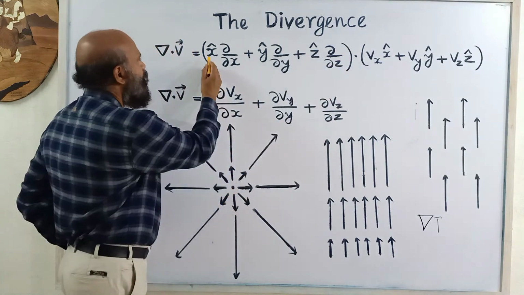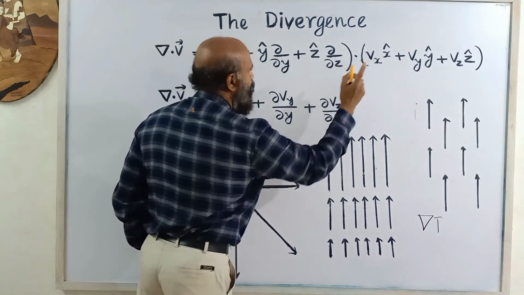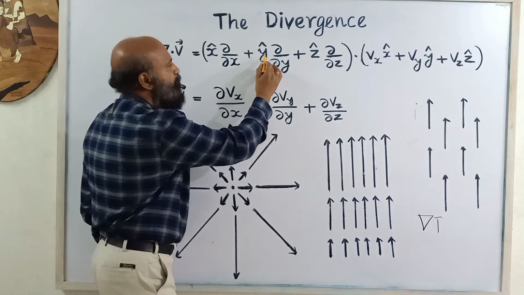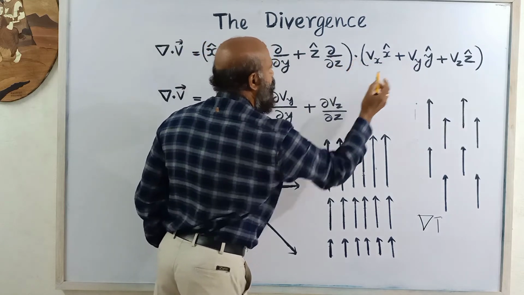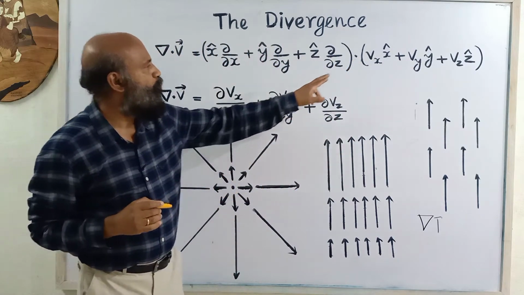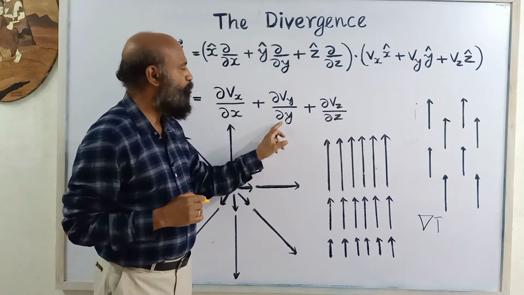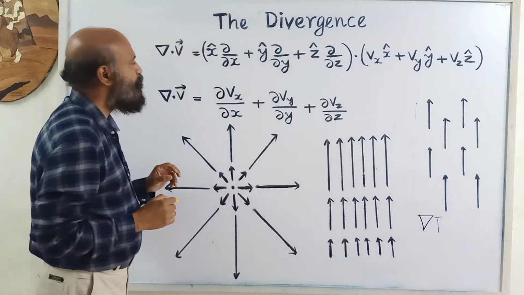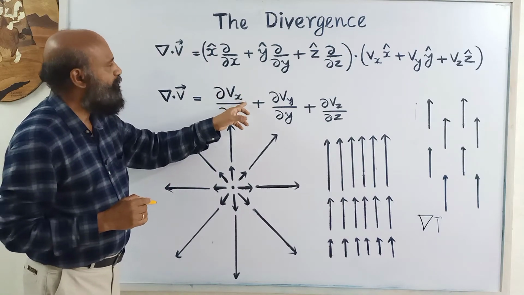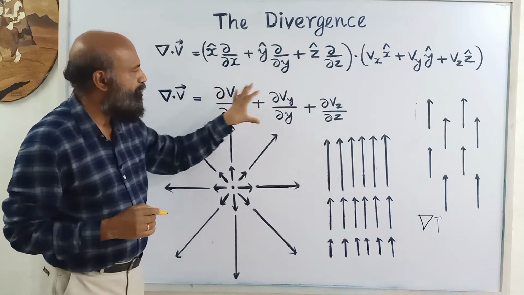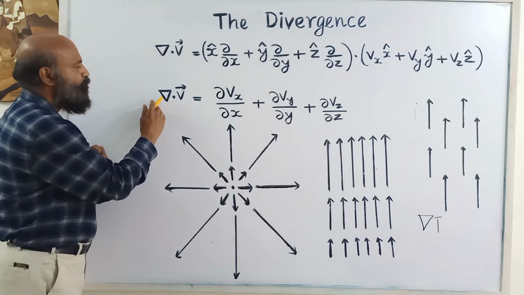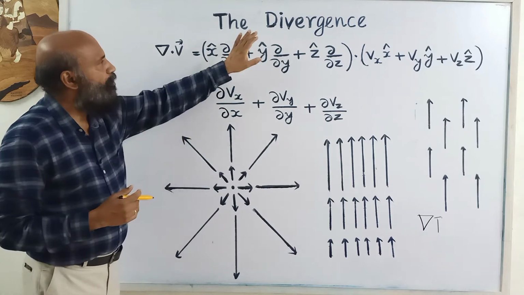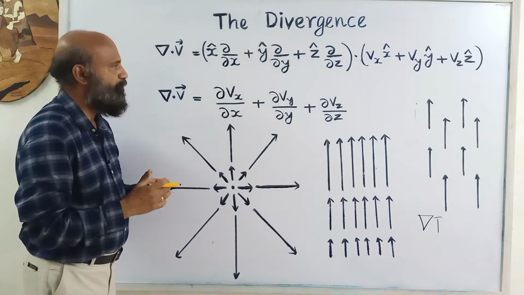So when you take the dot product, x cap dot x cap is 1, so it is dou Vx by dou x. Similarly here, y cap dot y cap is 1, so dou Vy by dou y plus dou Vz by dou z. So you can see here there is no x cap, y cap, z cap. So what you are getting is a scalar quantity. So divergence of a vector is a scalar. So this name is well chosen.